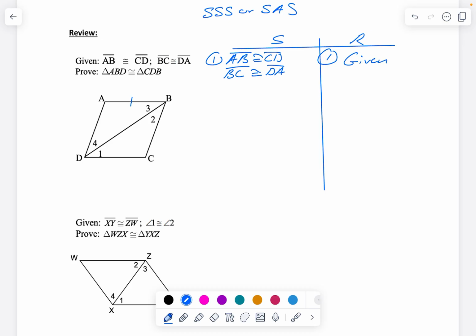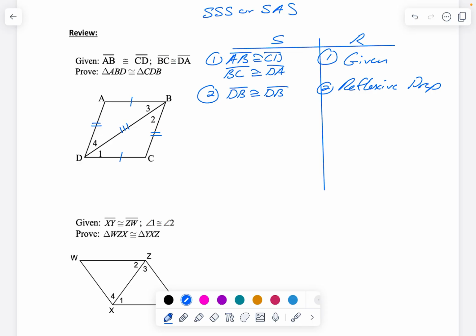So I'm going to mark AB, CD, BC, DA. Don't let those other numbers confuse you. We've got 2 sides congruent. We can now get our third side congruent. So DB congruent to DB. Remember, that is our reflexive property.